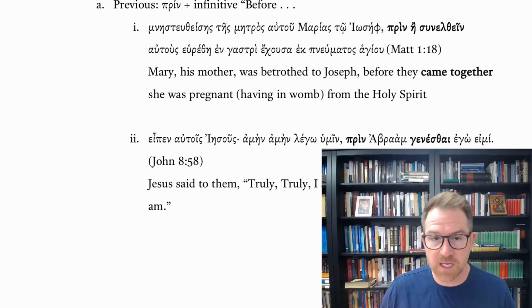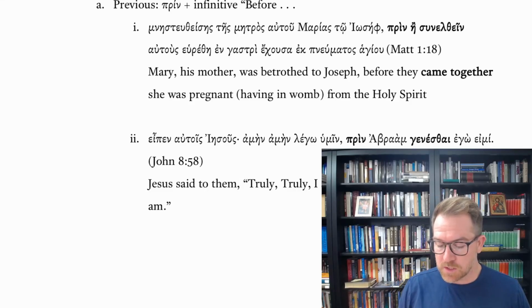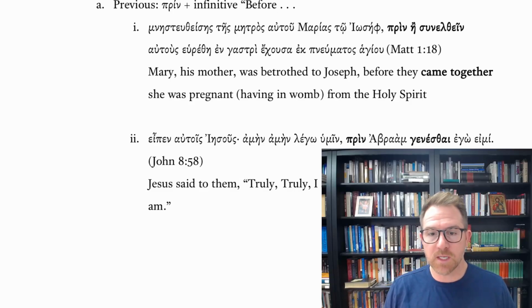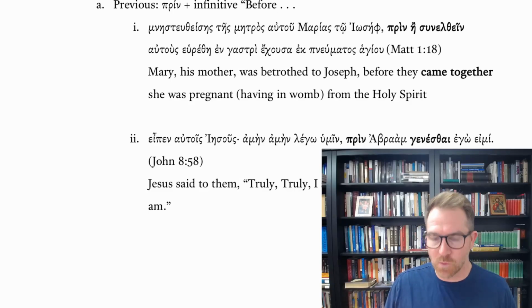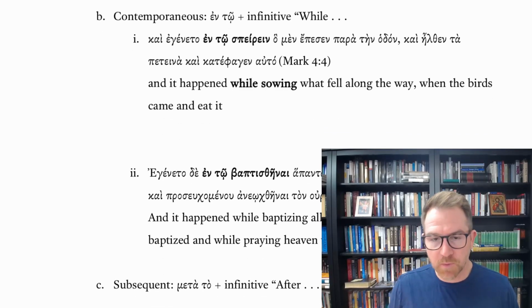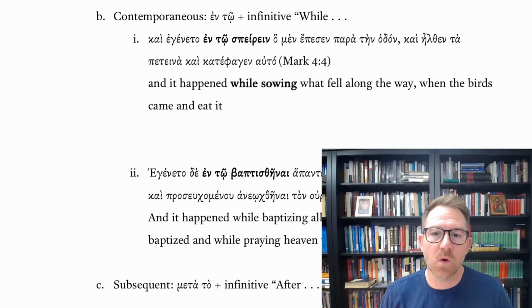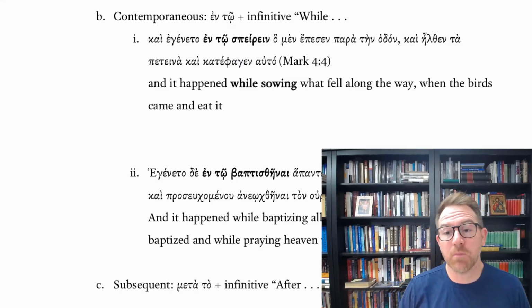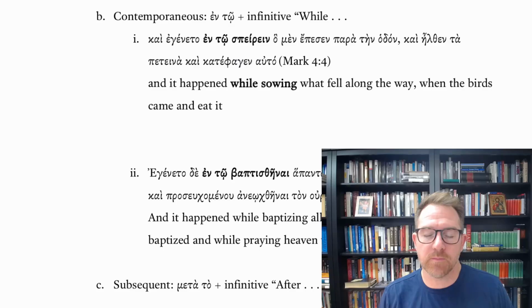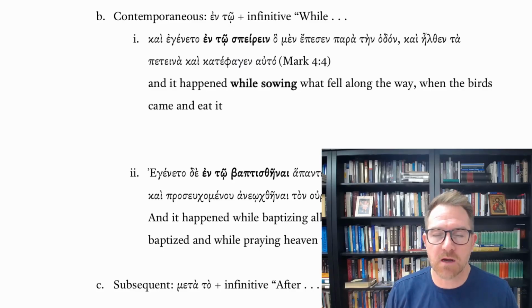Similarly, John 8:58, eipen autois Iesous, amen, amen lego humin, Jesus said to them, truly, truly, I say to you, prin Abraham genesthai, before Abraham was, ego eimi, I am. Right? So this is a temporal infinitive, before Abraham existed. And so you can see the various ways in which the infinitive can be used. The contemporaneous infinitive, en to, is like the present active participle. The before infinitive is like the aorist participle.